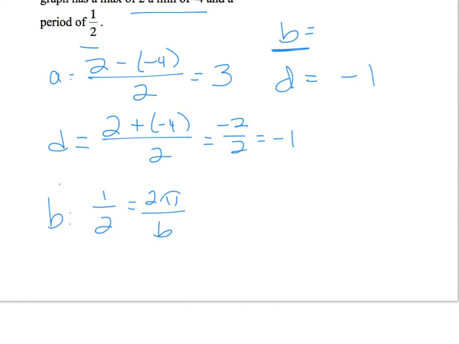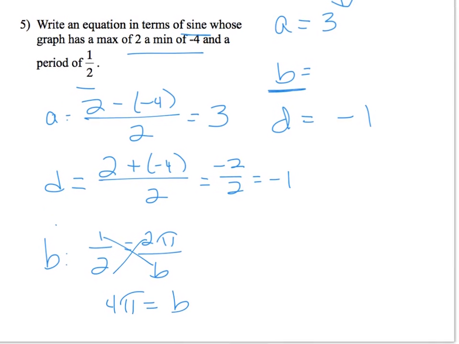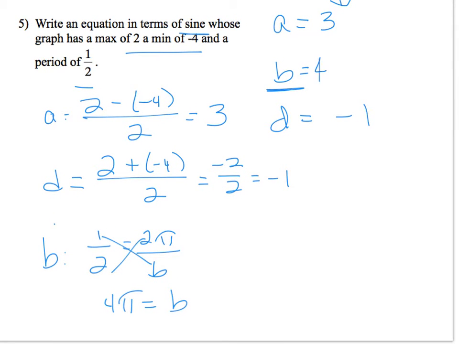So when I cross multiply here, I get 4 pi equals b. Done. I don't even have to move it there. 4 pi. So they said in terms of sine, so it's y equals. Make sure you have that y equals or f of x equals, or it's not an equation. And if they ask you to write an equation, you need the equals. So 3 sine 4 pi plus, minus 1.